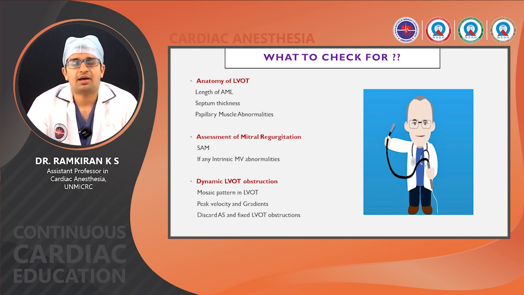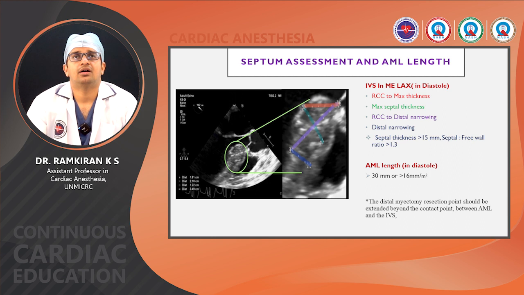Then dynamic LVOT obstruction. Dynamic LVOT obstruction is the obstruction which is seen in systole. We can see a mosaic pattern in the LVOT. We have to measure the peak velocity and gradients, and at the same time we have to rule out fixed LVOT obstruction such as subaortic membrane or fibrous ridge or severe AS. All this we have to rule out at the same time.